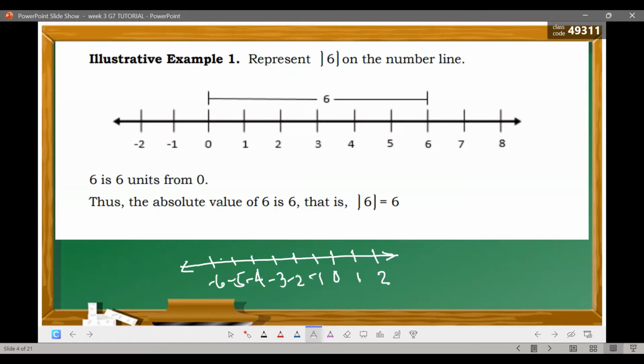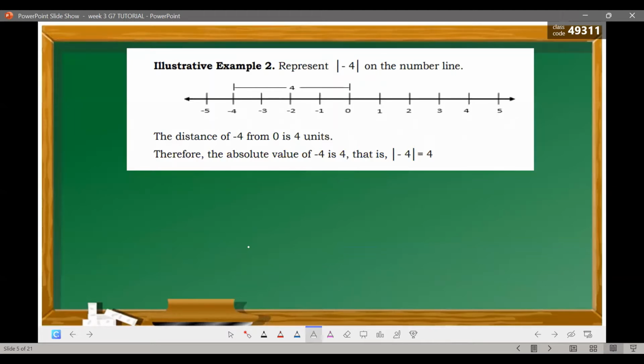Okay. So, I said negative 5, right? So, here is the negative 5. What is the distance of negative 5 from 0? Okay, here is the 0. Let's count. 1, 2, 3, 4, and 5. So therefore, the absolute value of negative 5 is positive 5. Because 5 is the distance of negative 5 from 0. Okay? Okay, next.